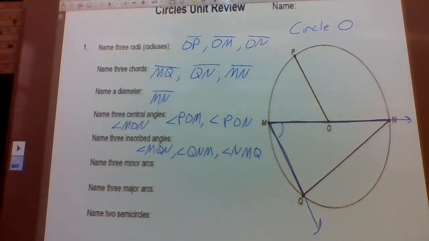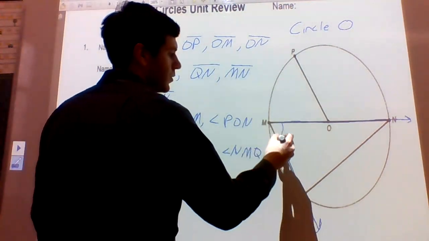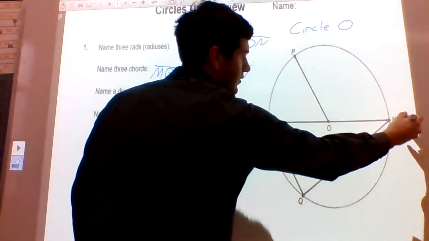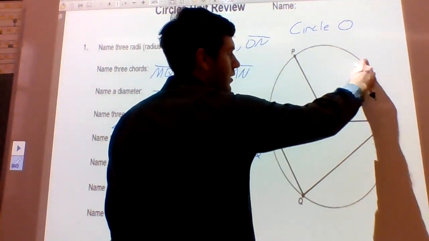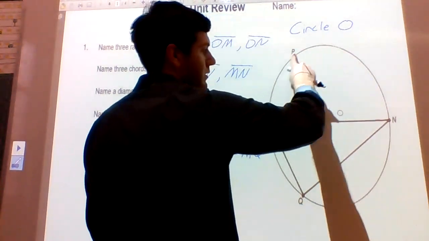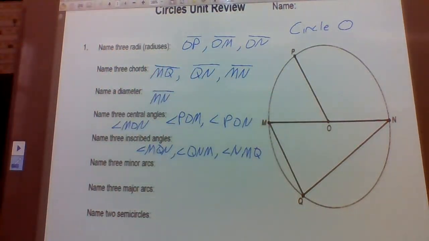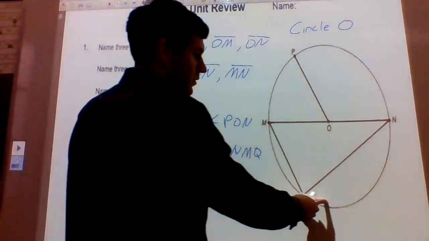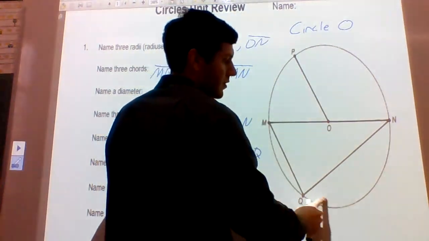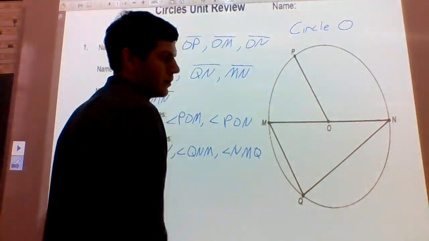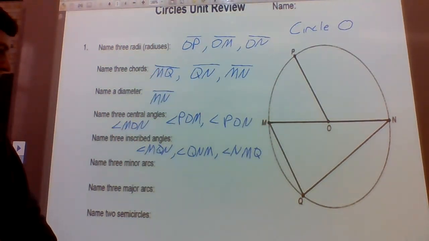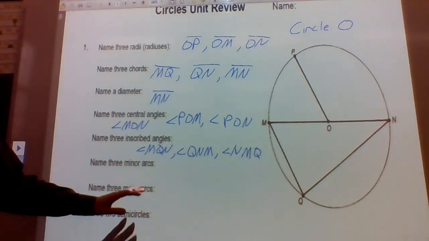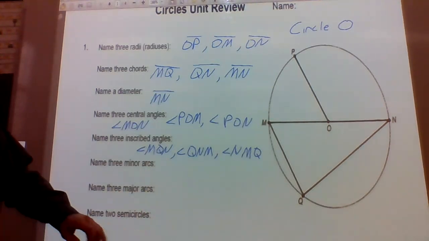Okay, minor arcs, major arcs, and semicircles. An arc is part of the circle. Again, the circle is the infinite amount of points that are all equidistant from the center. It's the set of points around the center that are all the same distance from the center. We want to name 3 minor arcs, 3 major arcs, and 2 semicircles.